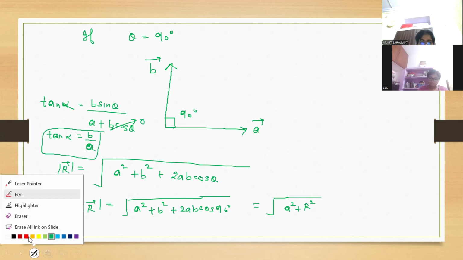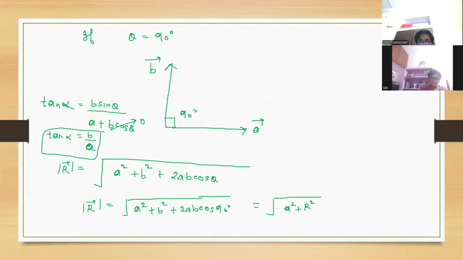So how to draw the resultant vector? It will be like this. This is the a vector, if I draw the b vector it will be like this, and the resultant vector will be like this. This is the resultant vector, and this is 90 degrees. Clear? By the triangle law, r vector equals a vector plus b vector.